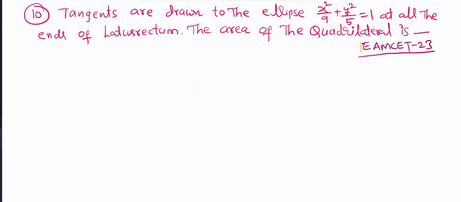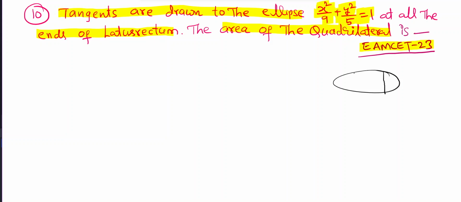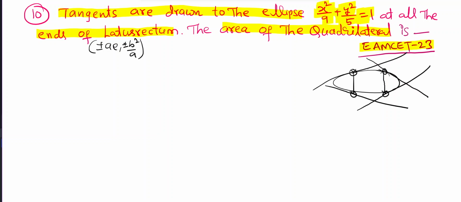This is the 10th question from the ellipse, EAPCET 2023. Here it is given that tangents are drawn to the ellipse x square by 9 plus y square by 5 is equal to 1 at the ends of a latus rectum. Then the area of the quadrilateral is dash. This is the ellipse. Ends of a latus rectum means these two are the end points of a latus rectum. The end points of a latus rectum are (plus or minus ae, plus or minus b square by a). This is the formula for the end points of a latus rectum. We draw the tangents at these points. These are the tangents. Now find the area of this quadrilateral.